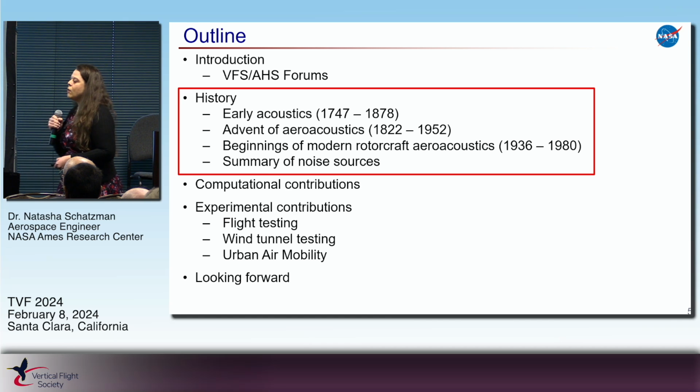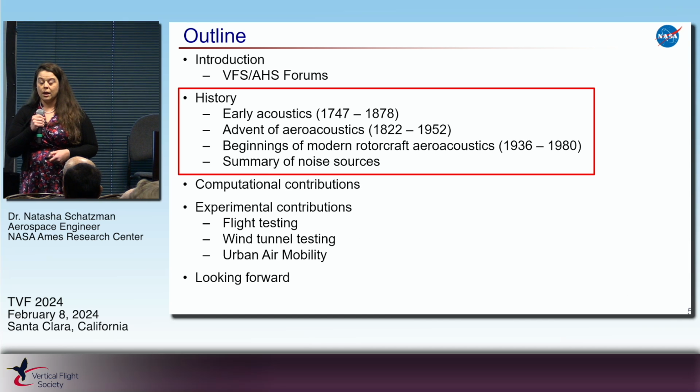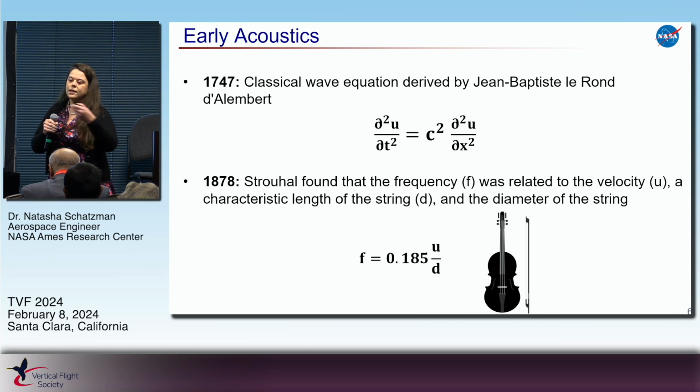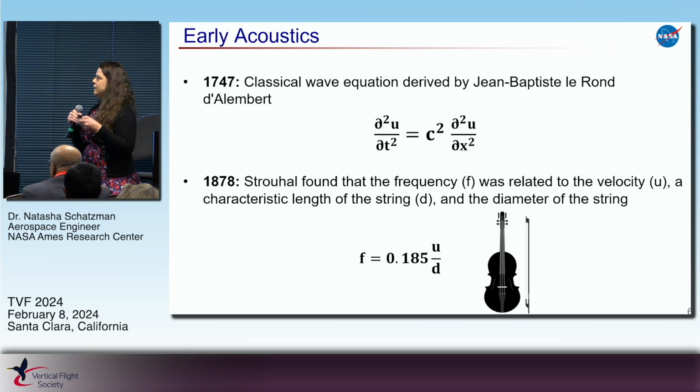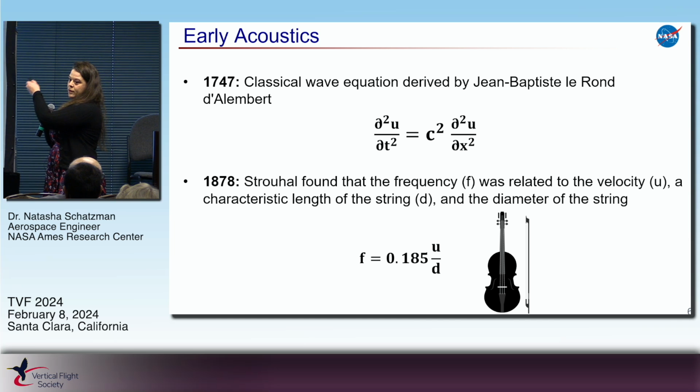Now we're going to be moving on to the history. I could start off really early where we're banging rocks and making noise, but I didn't. I started out with the classical wave equation in 1747, which was derived by Jean-Baptiste le Rond d'Alembert. So this right here, you got to know what this is if you want to get into rotorcraft acoustics. This is the equation where it all began.